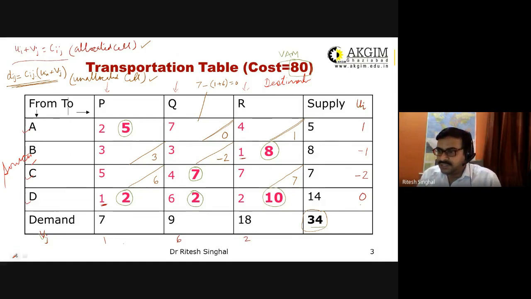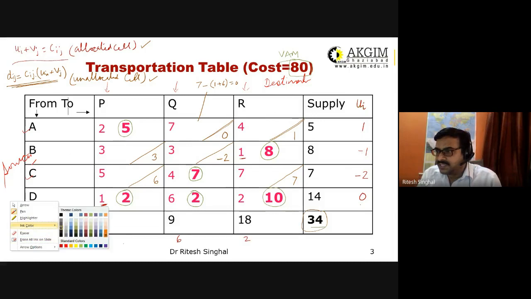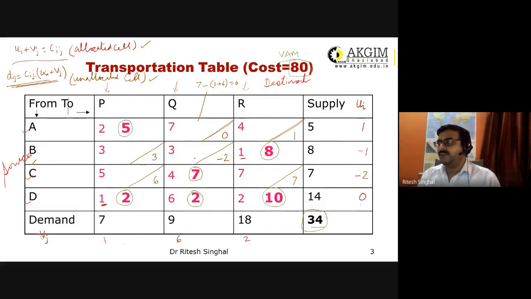So how do we do this? Let's see. Yes, we have to make a loop, and the loop is to be started with this particular cell. We have to start the loop from this particular cell because here the Dij is negative.